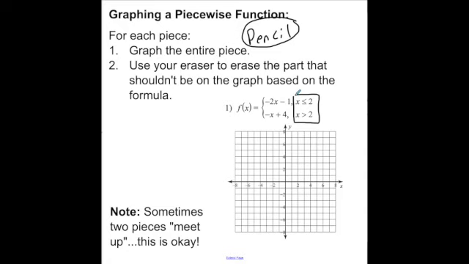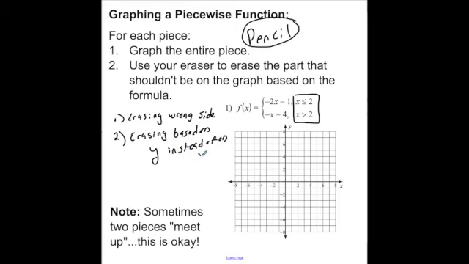So there's two main mistakes people make. The first is erasing the wrong side, and the second is erasing based on y instead of on x. And when I say y, it's f of x or y, okay? So these are the two big mistakes that people make. And I'm trying to tell you about this before I jump in because I want you to avoid making these mistakes. So this is what I'm going to do.